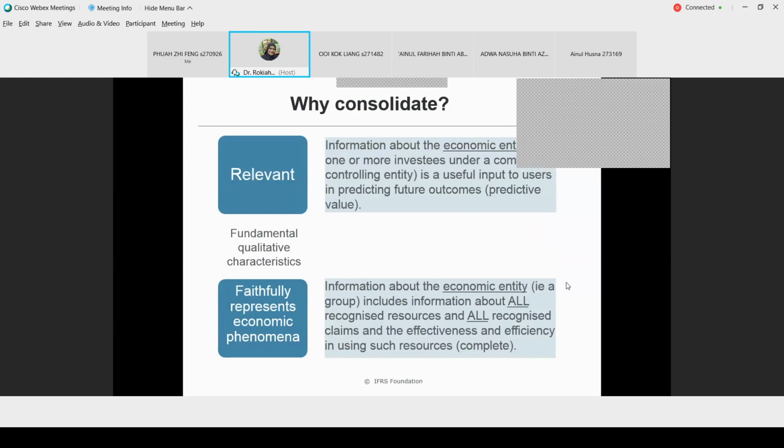So we need to prepare consolidation. The first reason is because the standard requires it. The second is because we want to help users with decision making and to predict cash flow. And the last is that we want to know the situation of the company, how much assets they have, the liabilities, and also their profitability. So that is the reason why we need to consolidate.